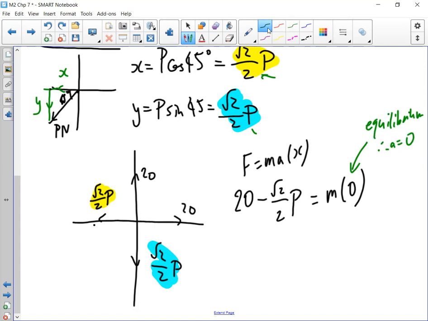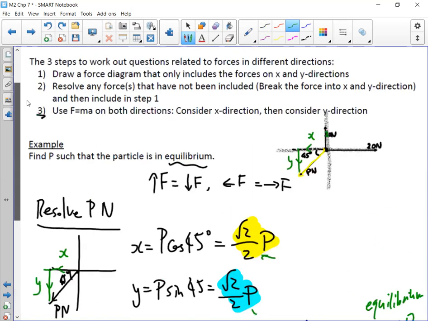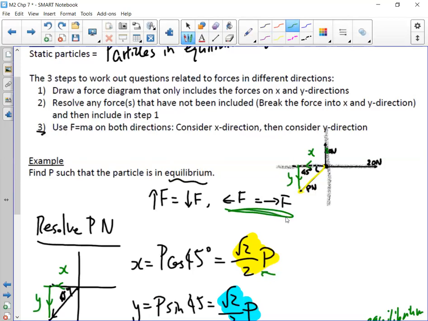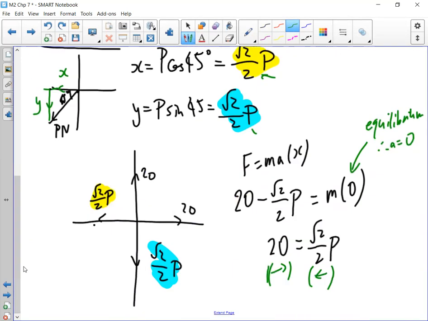Now imagine if you multiply by 0 on the right hand side, you do some rearranging. So move the √2/2 P, this one here, to the right hand side. So you get 20 equals √2/2 P. So essentially what you can see in here is the rightward force equals the leftward force. That's equilibrium. Is that not what I said in the beginning? When you say equilibrium, it means the left equals the right, up equals down. Now, we don't have to do up equals down, because if you try it, you'll see the same equation, 20 equals √2/2 P.